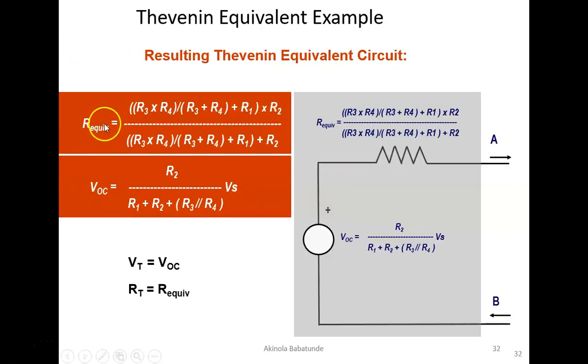So since we have found our R equivalent and we have found our VOC, we do know that our VOC is equal to V Thevenin. Our R equivalent is equal to R Thevenin. Okay, so that means we can easily find our Thevenin equivalent circuit by just putting the VOC value we obtain here and then the R Thevenin value we obtain, we put it here.